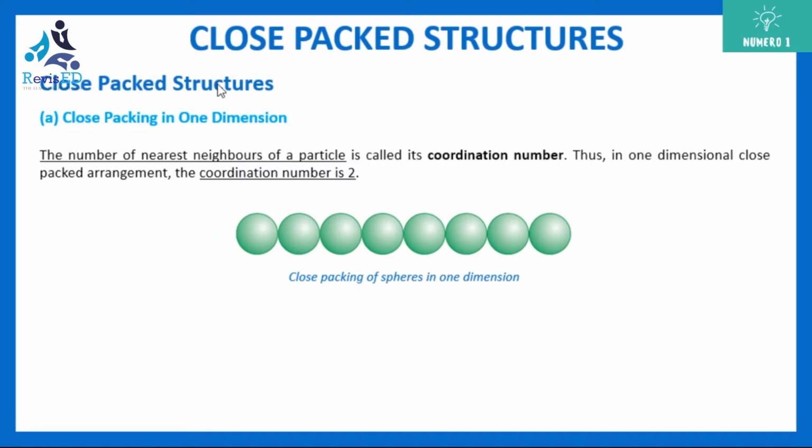Now, if you focus on close packed structures, the close packing in one dimension can be done in this manner. These are the atoms. If you arrange them in one line, that is only in one dimension, you see that they are in this manner. So if you choose any atom, it has two neighbors. So the coordination number is 2, because what's the definition of coordination number? That is the number of nearest neighbors of a particle. If you choose any one particle in the middle, it has one neighbor on this side and another neighbor on that side. So this is one dimensional close packing.